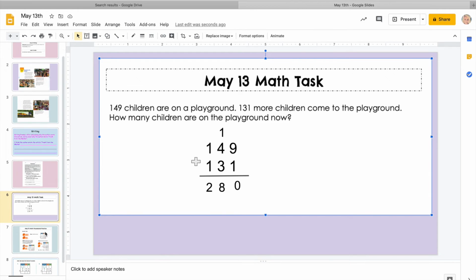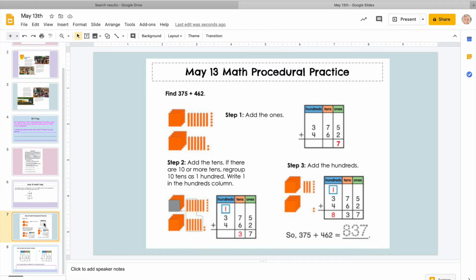Now we are going to move on to some procedural practice where we're going to find the sum. They gave us an example where we're going to find the sum of 375 plus 462. As you can see here, they use base 10 blocks to represent that problem. You are more than welcome to do that. They have also lined it up based on the place value using an HTO chart and giving us the steps to follow. So let's go ahead and follow through this example.